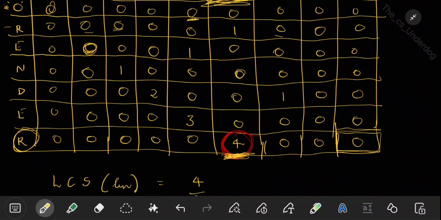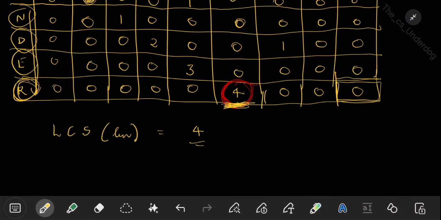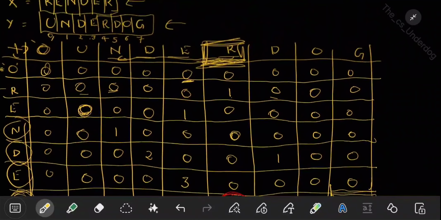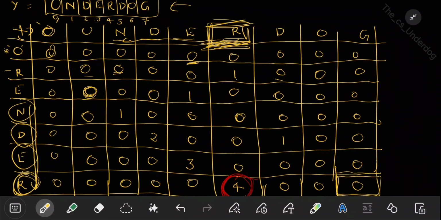What will be the common substring here? R is one letter, go backwards E, D and N. So now you can write N, D, E, R. This is the longest common substring. What is the answer here? The actual LCS in this problem is N, D, E, R. If you check, the same N, D, E, R is present in Underdog. It is also present in case of Render. So this is how you find out the longest common substring.